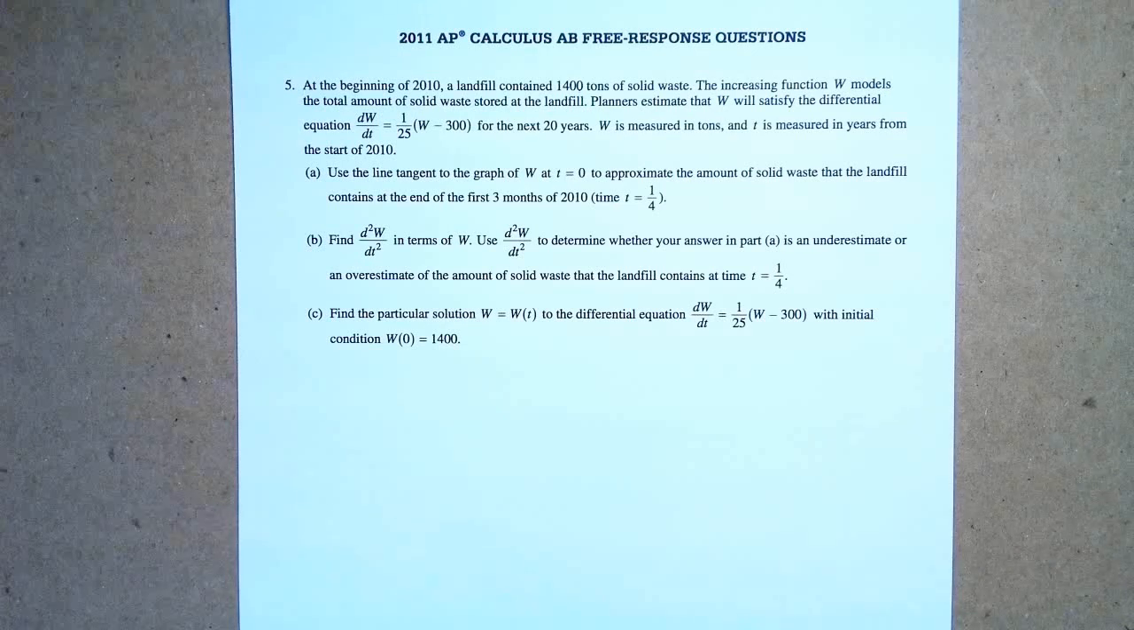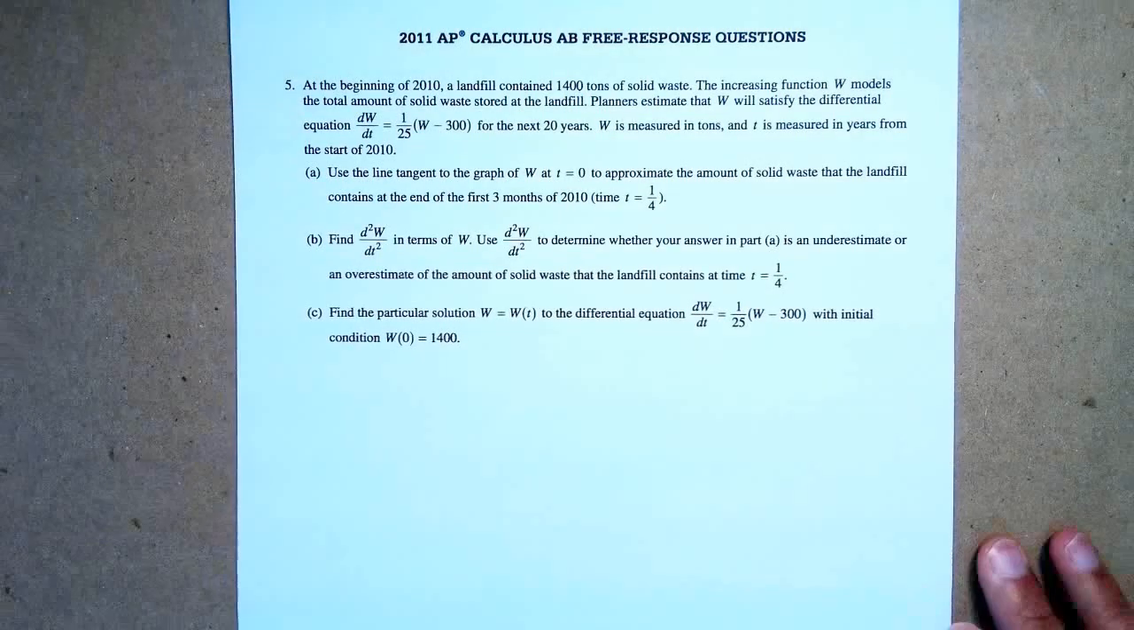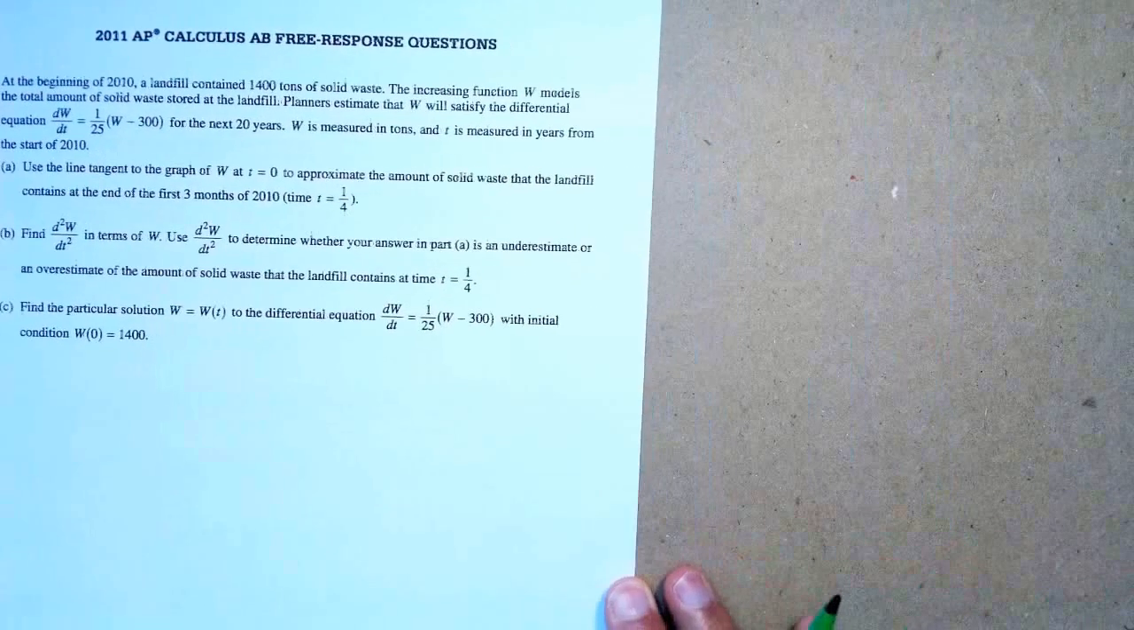Then it says, use a line tangent to the graph of W at t equals 0 to approximate the amount of solid waste that the landfill contains at the end of the first 3 months. Then it tells you time t equals 1/4. The reason they told you t equals 1/4 is because t is in respect to years. If they're asking for 3 months, that's not really a year, so you create a proportion, 3 months out of 12 months in a year, which simplifies to 1/4. So let's go ahead and work on this problem.